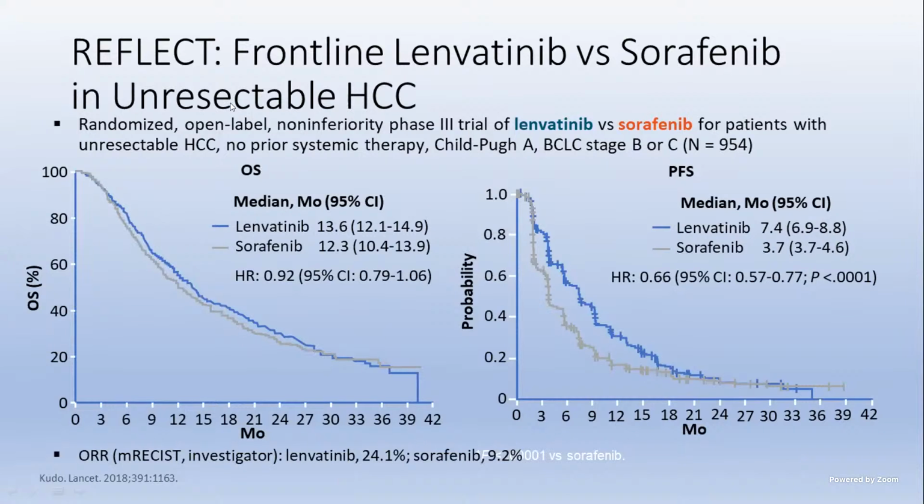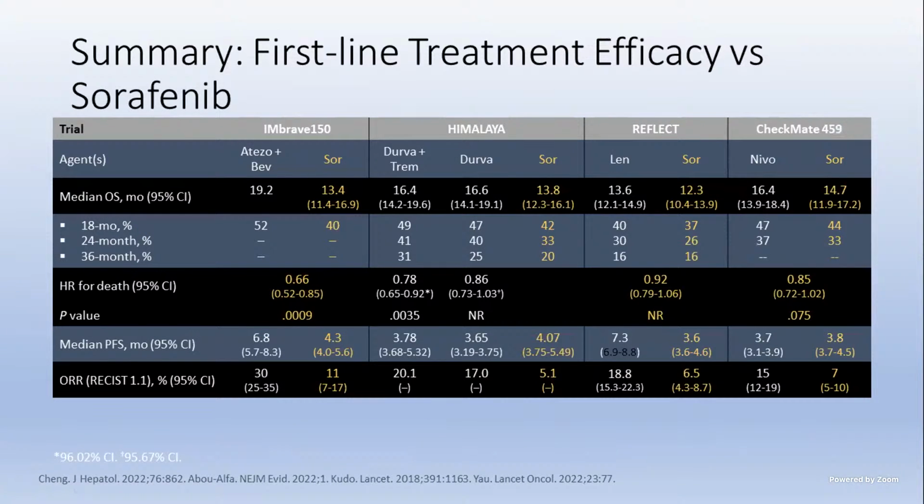This is the REFLECT trial, lenvatinib versus sorafenib, a non-inferiority trial, which showed median survival of 13.6 months with lenvatinib and 12.3 with sorafenib. The summary of first-line treatment efficacy compares sorafenib with atezolizumab plus bevacizumab, durvalumab and tremelimumab, or the REFLECT trial. Sorafenib's overall survival is less compared with atezolizumab plus bevacizumab, but compared with lenvatinib in REFLECT, it is a non-inferiority trial.